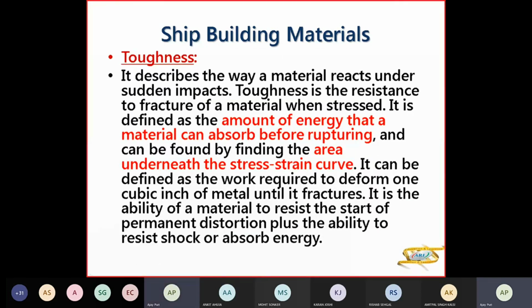Toughness and hardness are two different things. Hardness is when you press a hard object at constant force against the material and you get an indentation, while toughness is measured by sudden impact. You have an impact test, which we'll do later, for measuring toughness. Suppose your ship has a collision on the jetty. The toughness is when your plate does not get shattered or break. That's toughness, because it can take the sudden impact. So toughness is the way a material reacts under sudden impact.